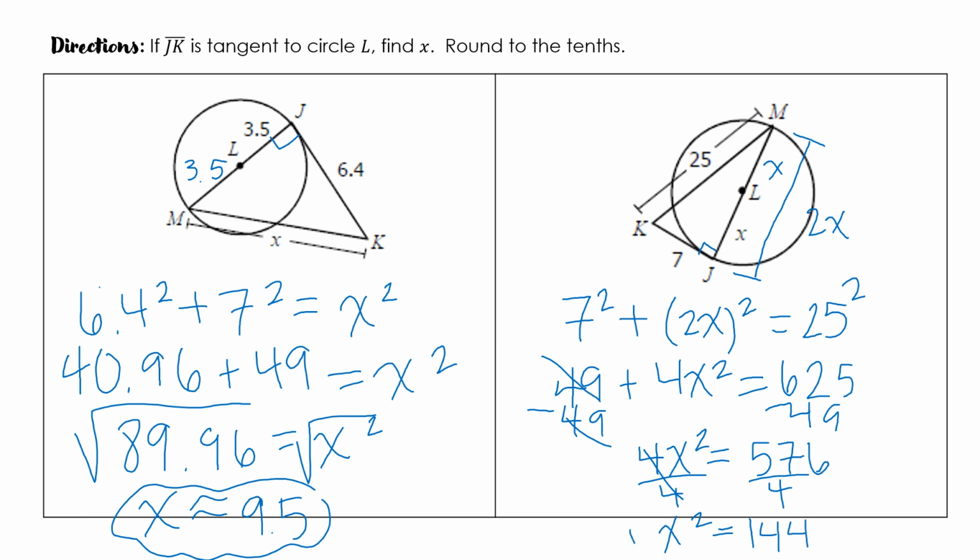And then finally square root both sides, and this one is a perfect square. The perfect square of 144 is 12. So 12 units would be the length of x in this particular problem. So the radius would be 12, the diameter would be 24. But you're just asked to find x.